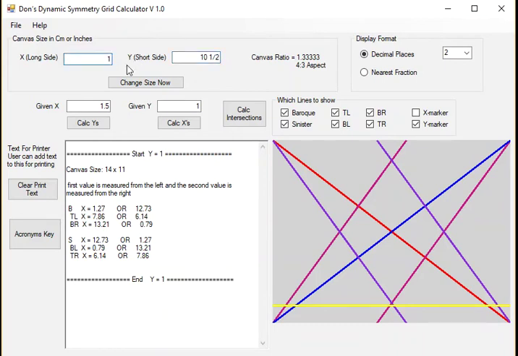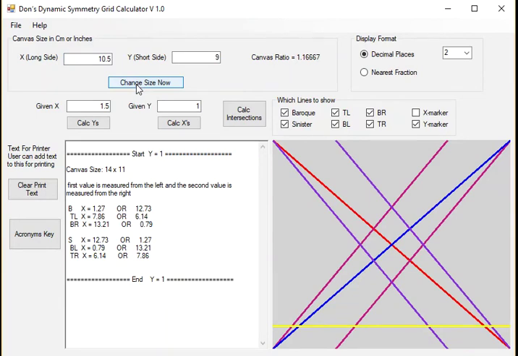You do have to keep this side over here always larger than the Y side. So if I happen to put in something like 9, it will automatically switch which one's the long side. So you always have to keep the long side on the left here for the X's and the short side for the Y.